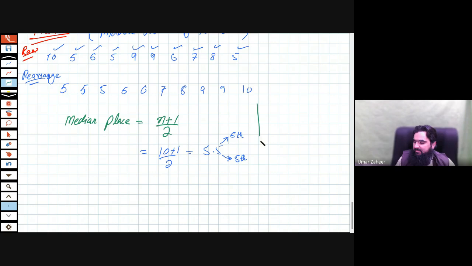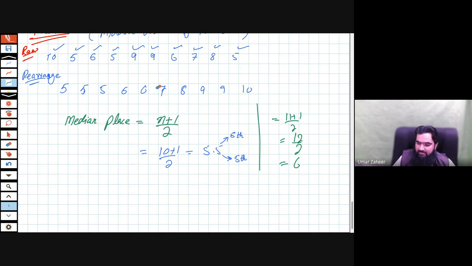For example, say there is one more value here. If you are going to find it here, it will be 11 plus 1 divided by 2. So it will be 6. It means that the 6th value is your median. So 1, 2, 3, 4, 5, 6. And obviously this value is going to be here, not here. 1, 2, 3, 4, 5, 6. So 7 is the median.